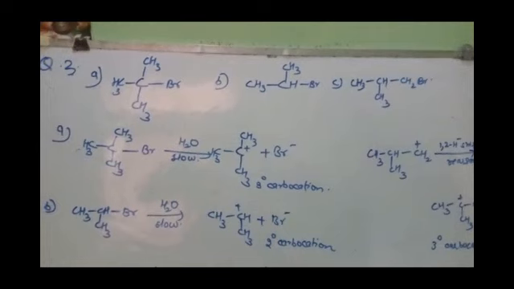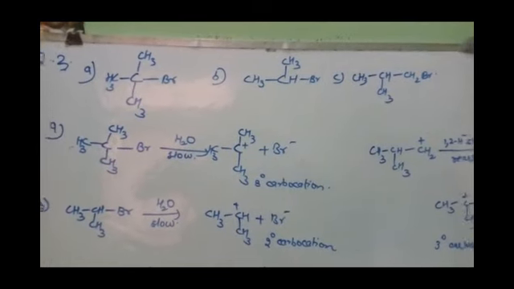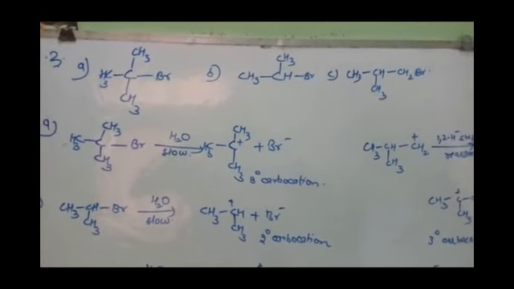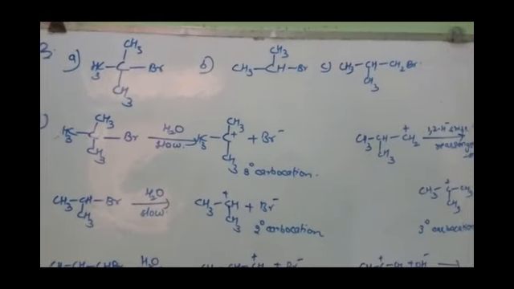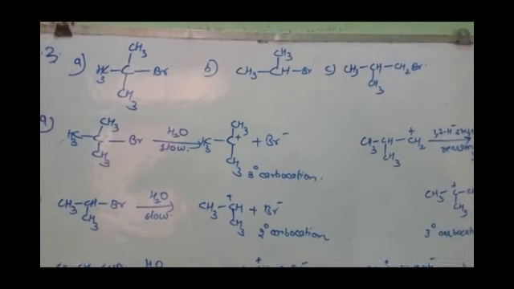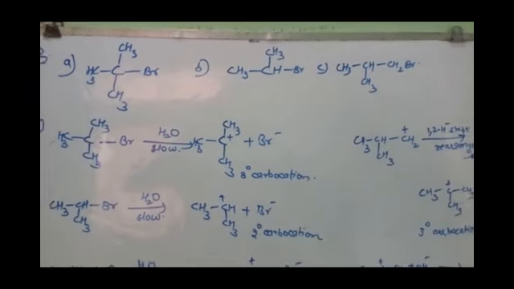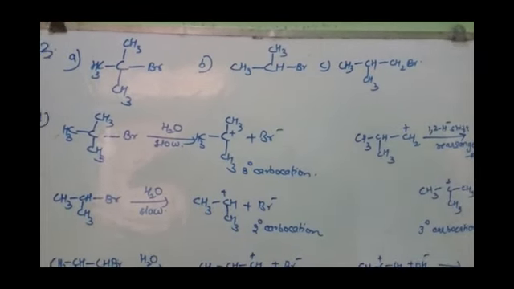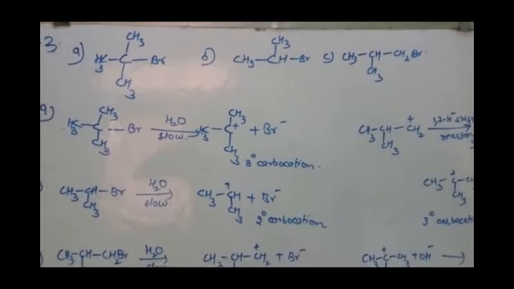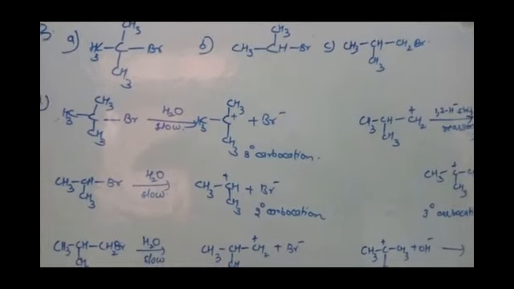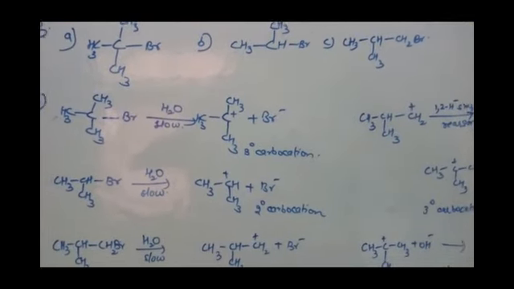Now the second question which I gave you was to compare the SN1 reaction in this example. The first one is given as tertiary butyl bromide, the second one is isopropyl bromide, and the third one is 2-methyl bromopropane, also known as isobutyl bromide. So see here how the reaction takes place.